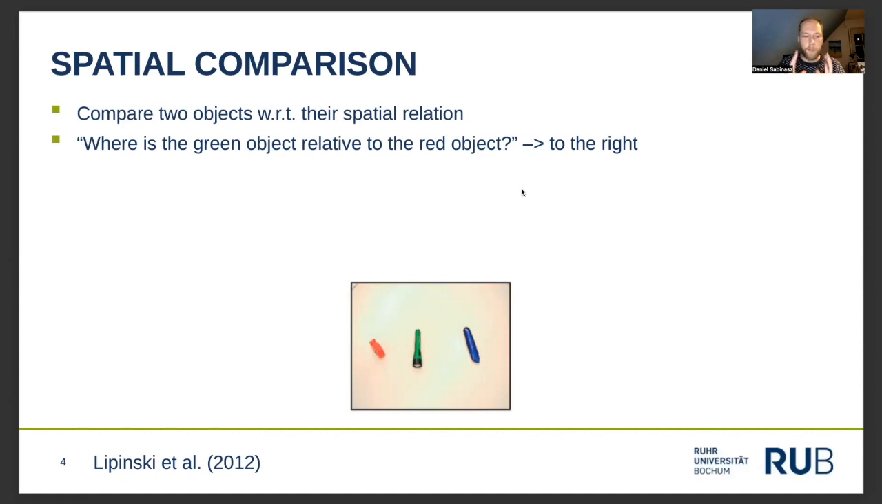So essentially, I'm now going to present a DFT architecture that can, amongst other things, answer such questions like, where's the green object relative to the red object? And given a certain visual input, it then may give a correct answer to that question, in this case, to the right. Yeah, the green object is to the right of the red object. And it's also able to do some other tasks, which I'm going to address afterwards.